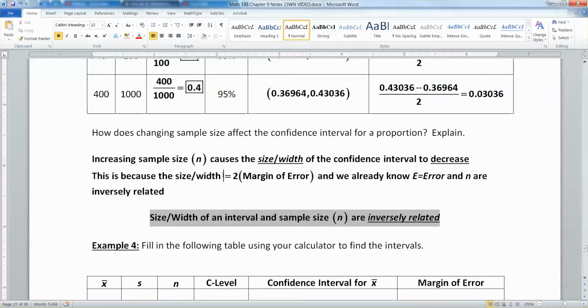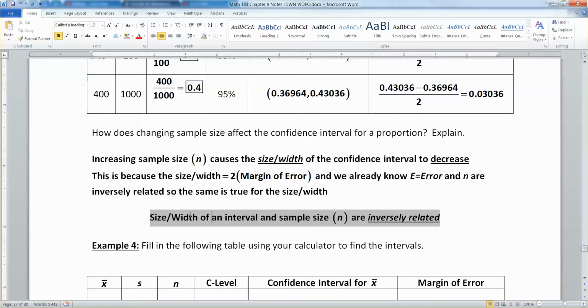The size, i.e. the width, is equal to 2 times the margin of error. And we already know that the error and the n are inversely related. So the same is true for the width. And I'm writing both size and width, that's why the slash, because size and width get used kind of interchangeably. Width means how wide the interval is. That's the exact same thing as the size of the interval.